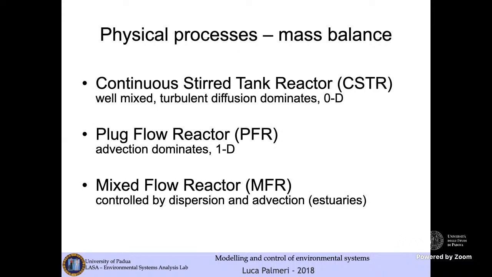The first model that the environmental engineer is taught is the so-called CSTR model, or continuous stirred tank reactor. In this model, we start from the zero-dimensionality assumption. In this case, we are assuming the system is well mixed and turbulent diffusion dominates. So with the zero-dimensionality assumption, we are describing all the heterogeneity of our ecosystem in one point.